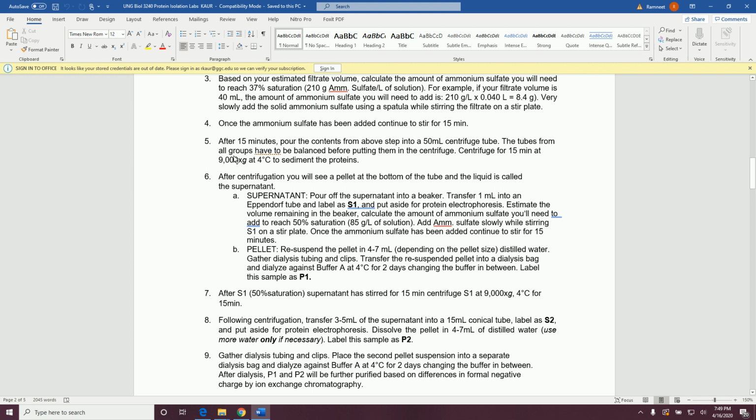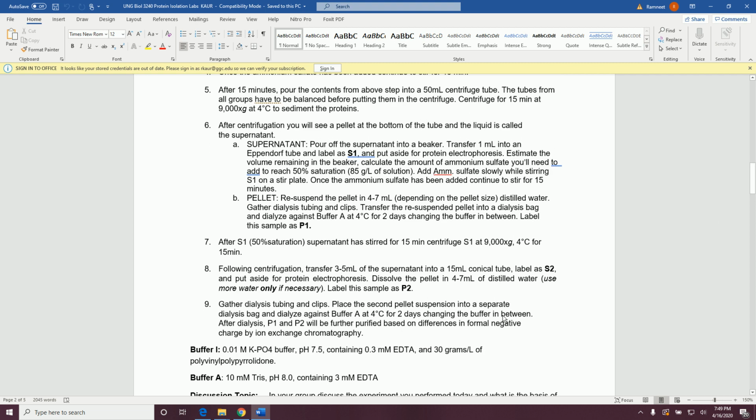Okay, so after 15 minutes, when you take this tube out of the centrifuge, you would see a pellet and you would see a supernatant. This pellet is the P1 pellet, and the supernatant is your S1 supernatant. You can collect 1 ml of the supernatant in a tube, and you take the rest of the supernatant in the beaker, and to this supernatant you are going to add ammonium sulfate again to reach 50% saturation. Again, the formula is given here that you would have used to calculate how much ammonium sulfate to add.